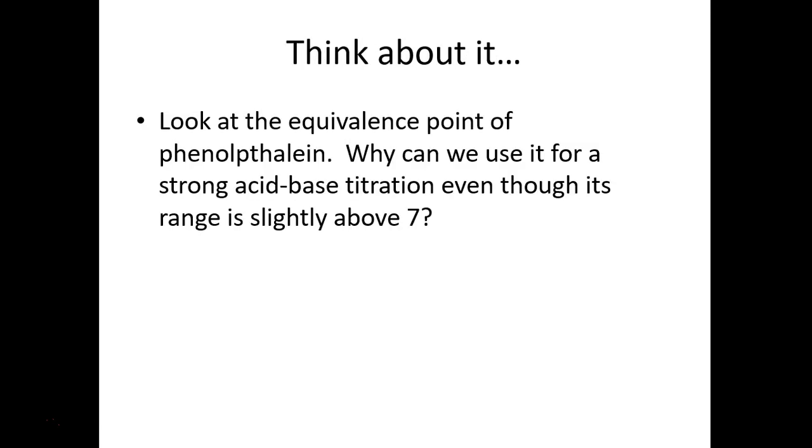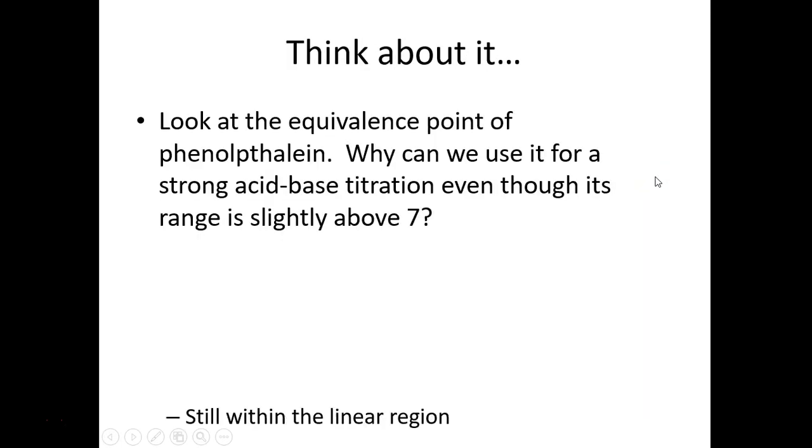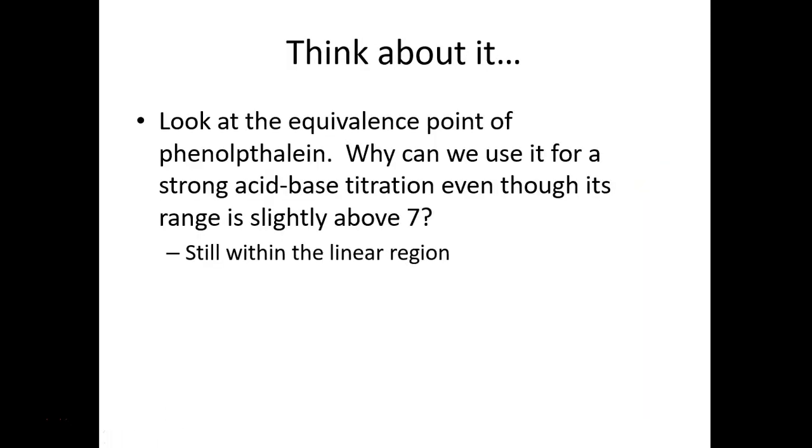Now, let's think about this. When we look at phenolphthalein, we use this for strong acid-base titrations all the time. So why can we use this even though its range is slightly above 7? Phenolphthalein changes in the 8 to 9 range. Why can we use this? Well, it's still within the linear region of that titration curve. So it's still going to change at the same time as it would if its equivalence point was at 7.